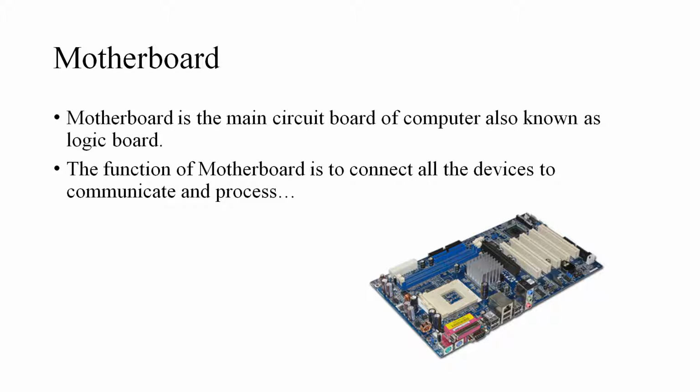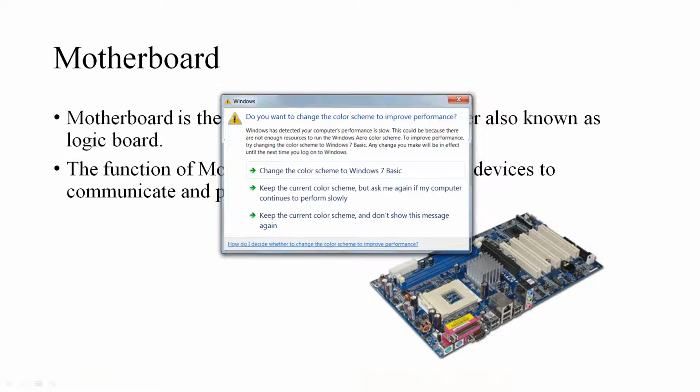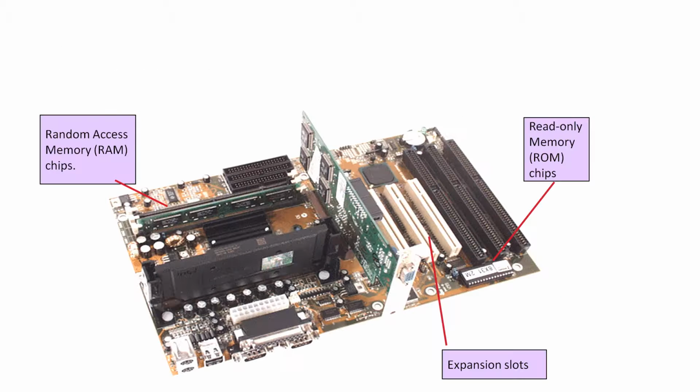Motherboard. As we have discussed in our main lecture, the motherboard is the main circuit board of a computer. It is also known as the logic board. The function of the motherboard is to connect all the devices so they can communicate and process. All the devices are connected with the motherboard, and through it we can communicate from one device to the other. The processor can process our data and store it in the hard disk. Everything is being controlled from here.